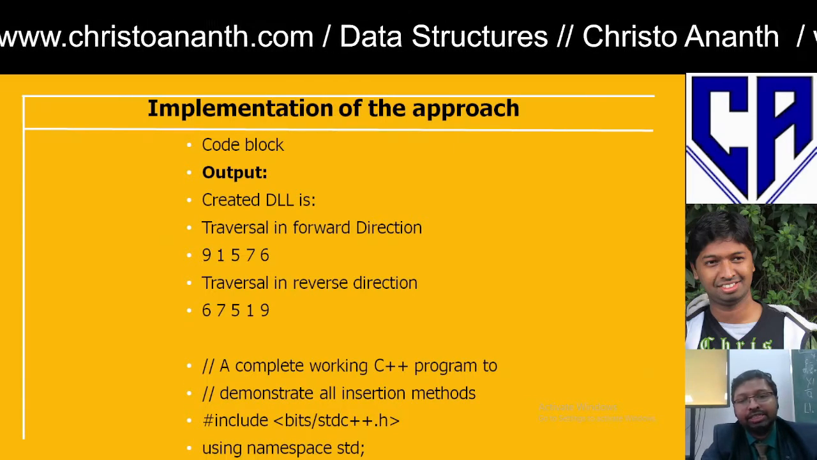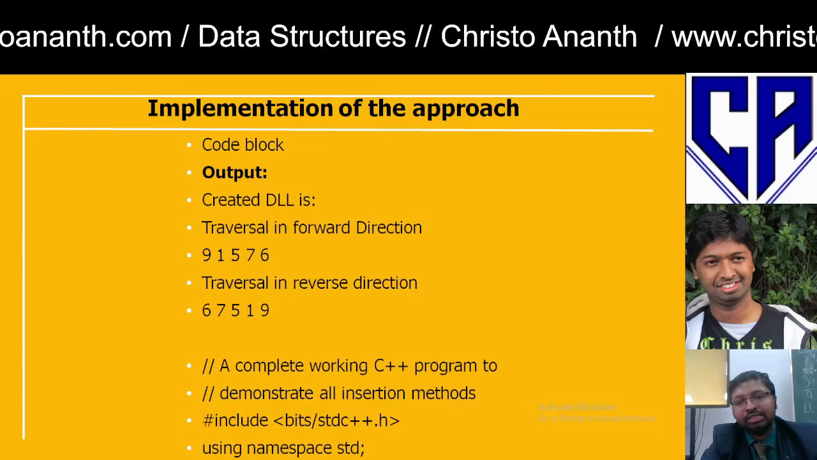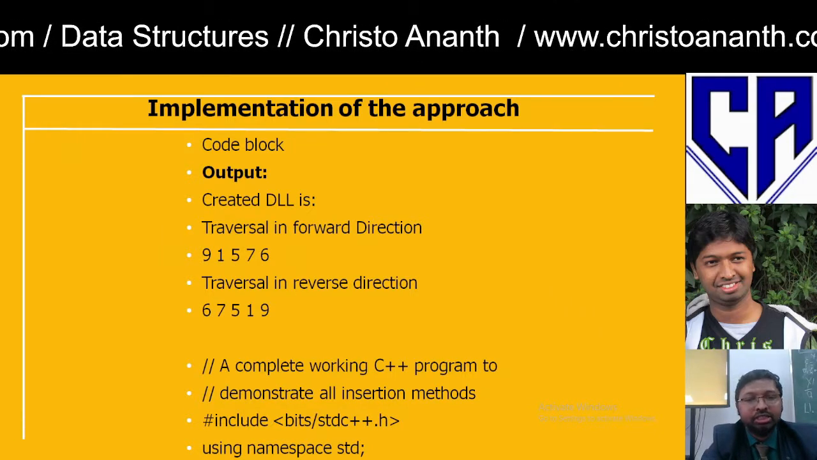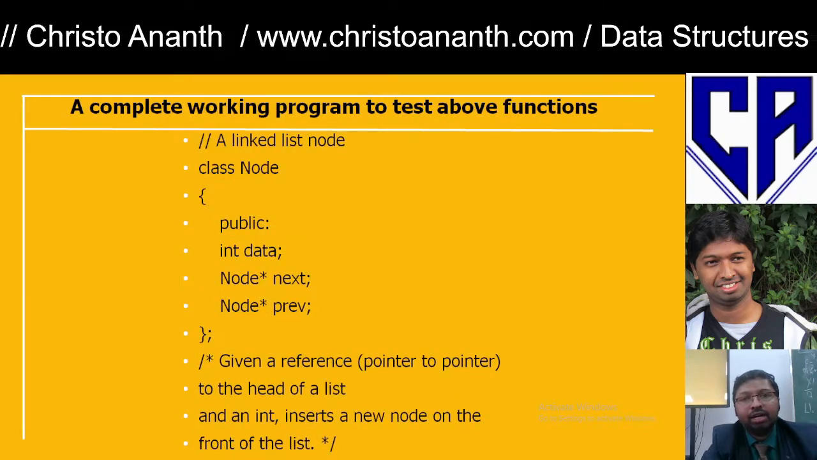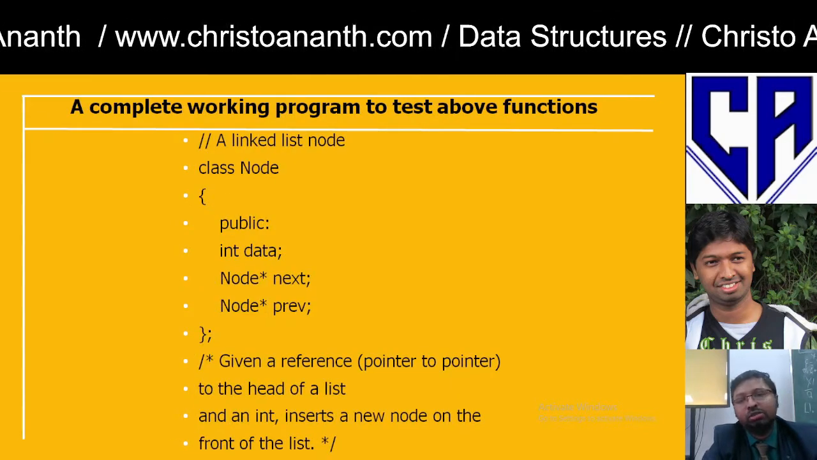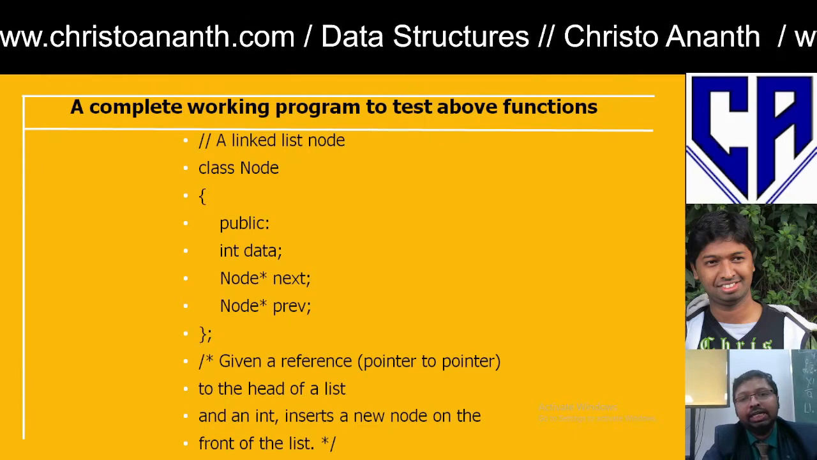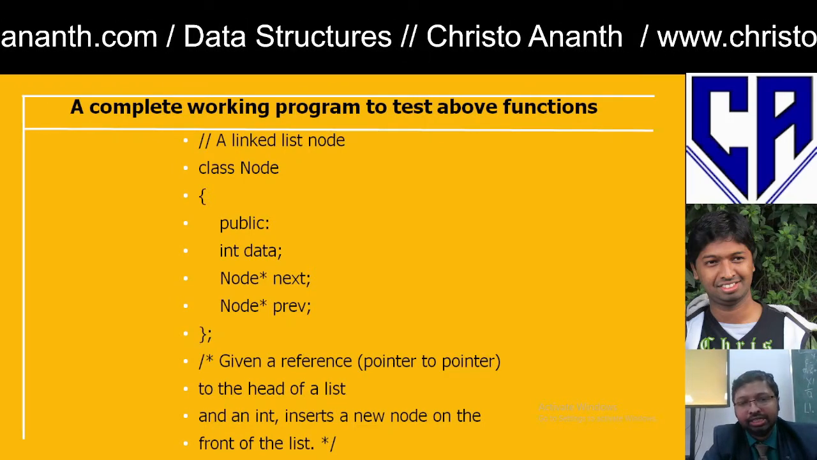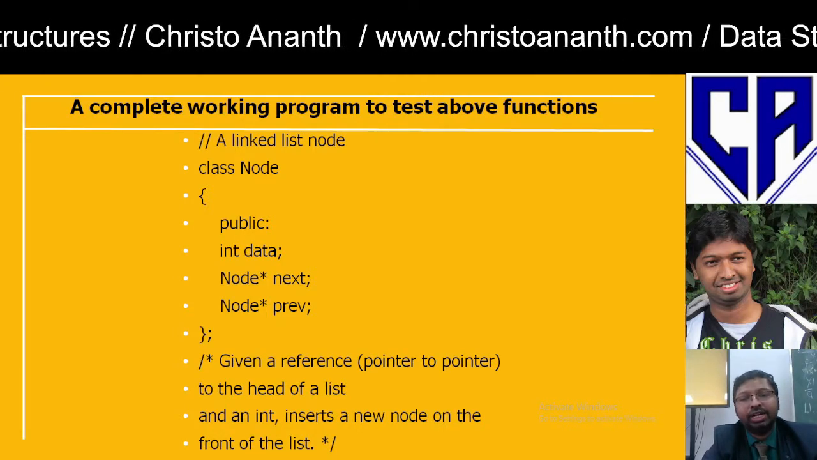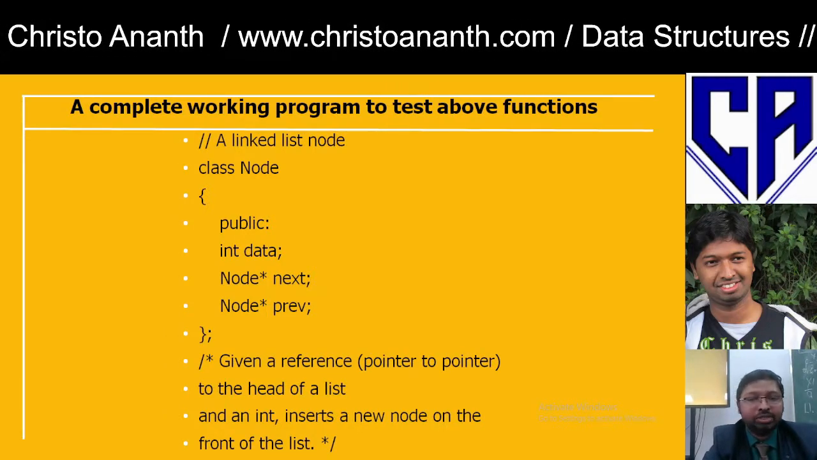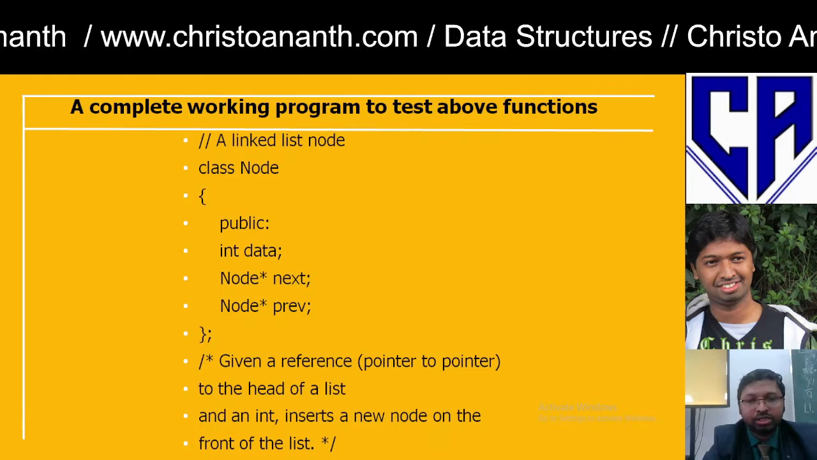So you have #include <bits/stdc++.h> and using namespace std. Okay, so you have a linked list node. So you have class Node, public, int data, Node star next, Node star previous. Okay, and you have a reference to the head of the list, and int data, which is going to insert a new node on the front of the list.